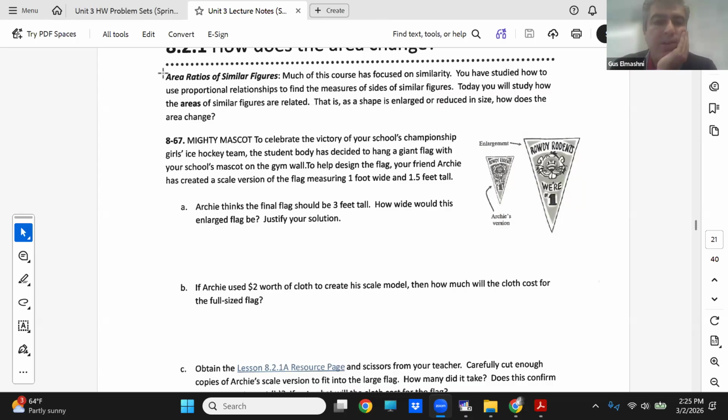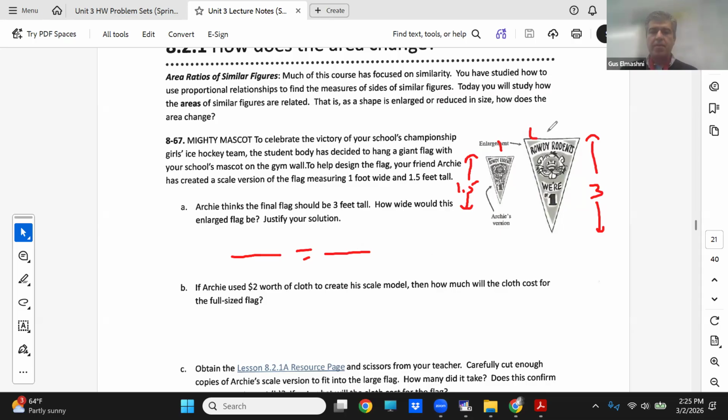Hold on. So here we go. All right, that's one. And the height is 1.5. Okay. So Archie thinks the final flag should be 3 feet tall. How wide would the enlarged flag be? Well, how am I gonna set that up? What would I do, guys? So this should be 3 feet tall.